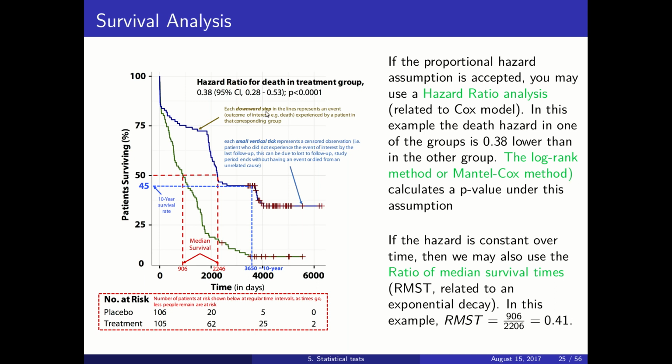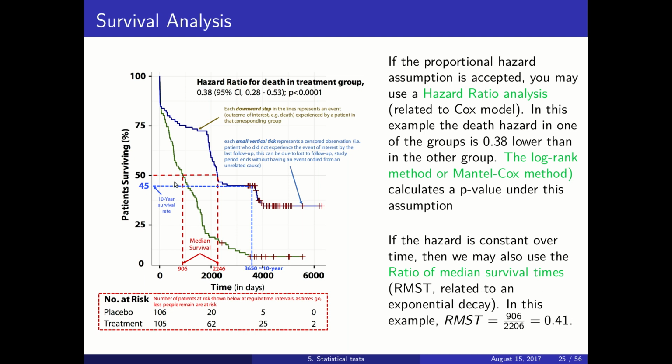If you can assume this proportional hazard assumption, then you can use a test that is called the log rank method or the Mantel-Cox method to calculate the p-value. If the hazard is not only proportional but also constant over time, then you may also use this technique of ratio of the median survival times.